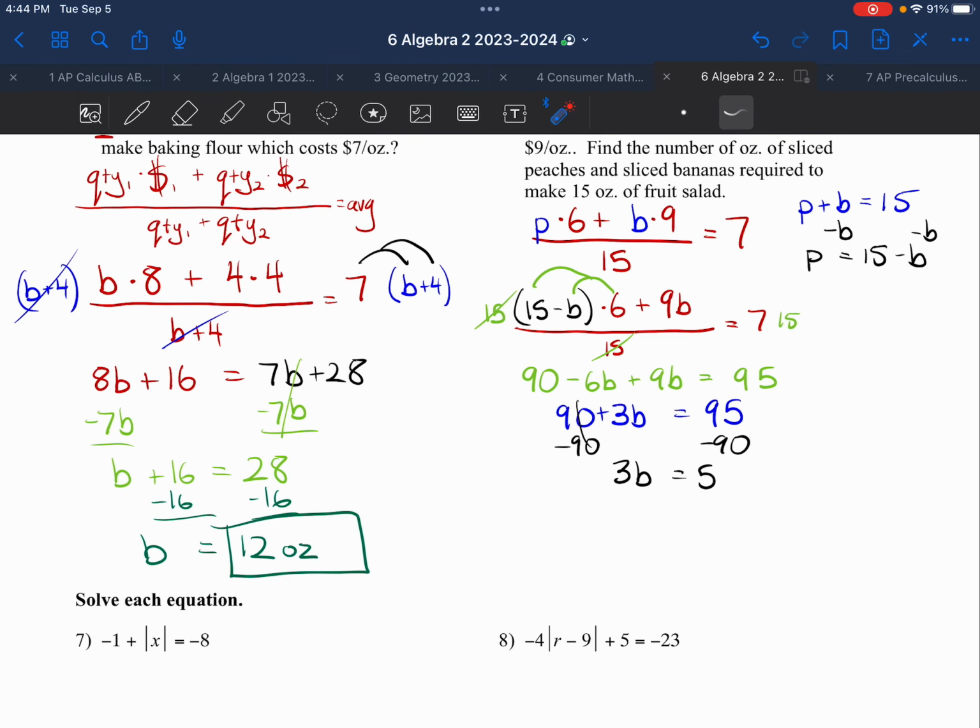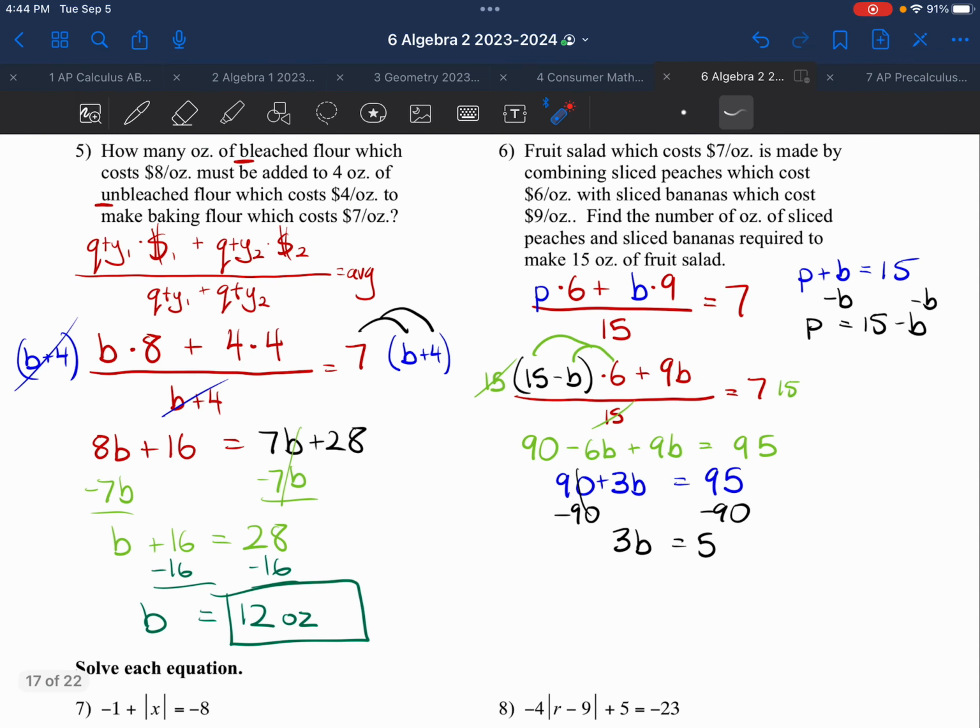And this is the time where I need to go back and comb through what I made a mistake on. So we know that peaches and bananas add up to 15. That was pretty straightforward. We subtracted B, that seems okay, and we plugged that in for P. Everything looks good. Let's check this equation. Fruit salad, the average is 7, and it's made by combining peaches that cost 6 and bananas that cost 9. Okay, so far so good. And that's divided by 15 because they both add up to 15. I think that equation is good. Let's go ahead and check the math down here then.